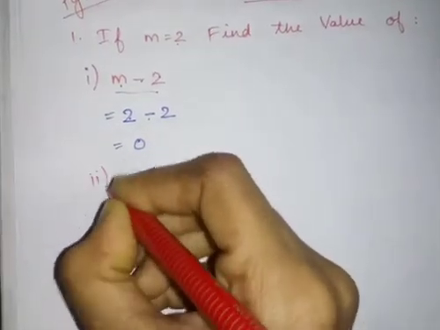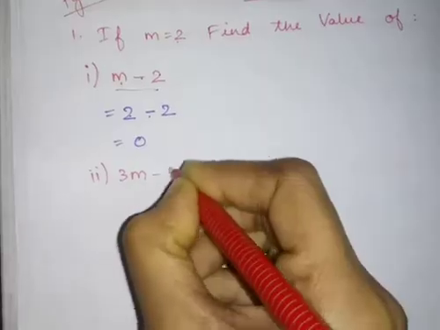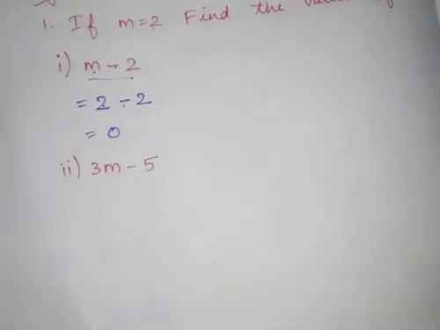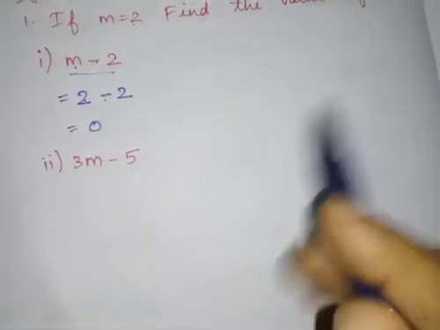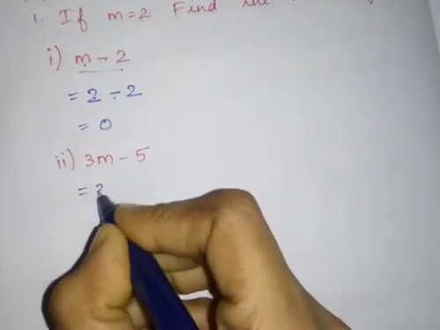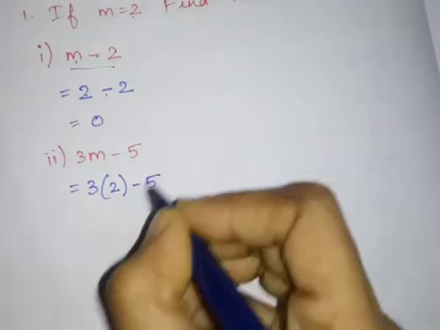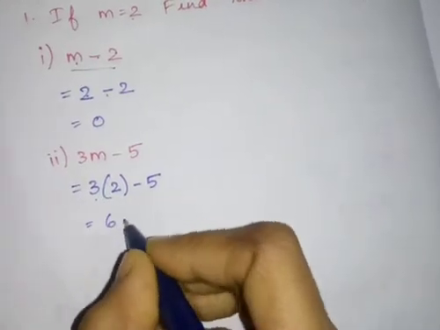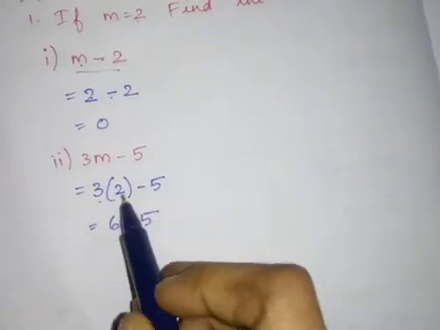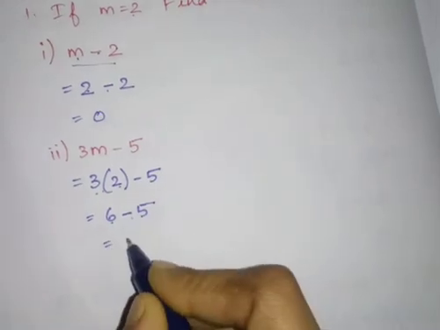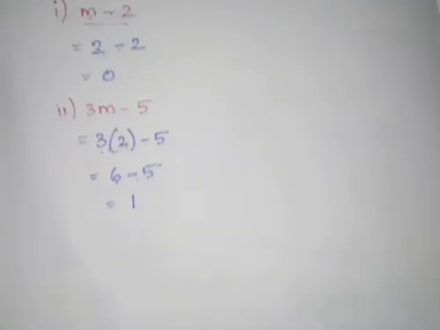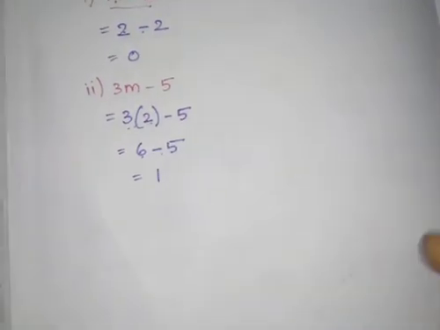Next, second problem, 3m minus 5. So what is the m value here? 3 into the m value 2, minus 5. Yes, 3 2s are 6, 6 minus 5. 6 minus 5 is 1. Yes.